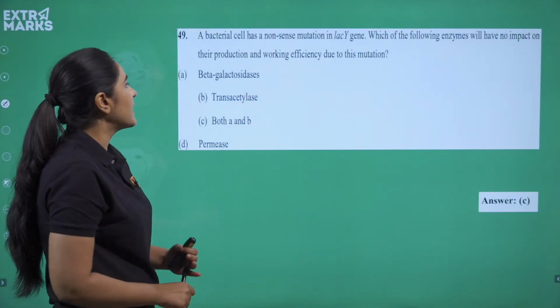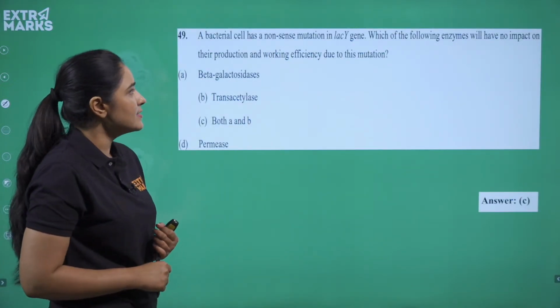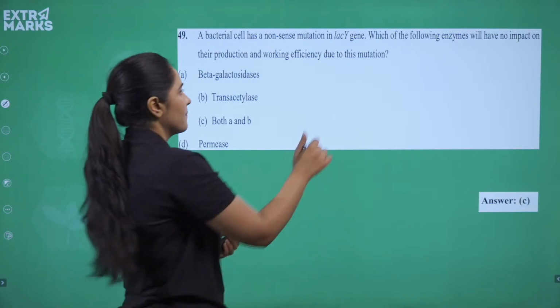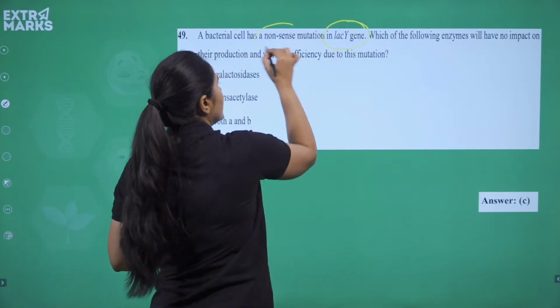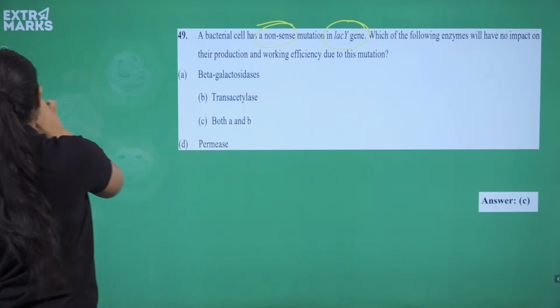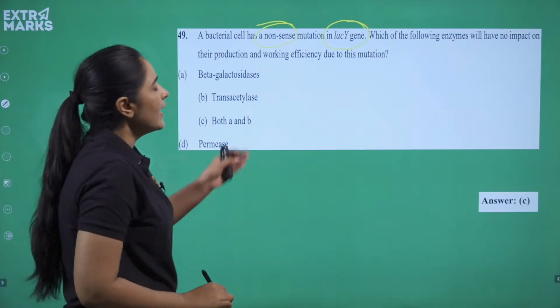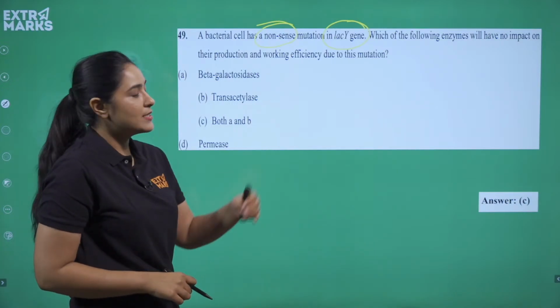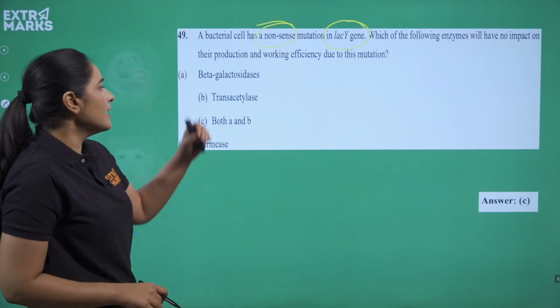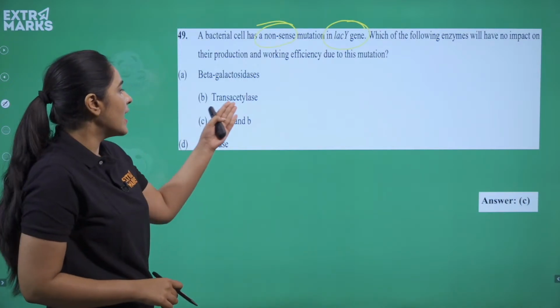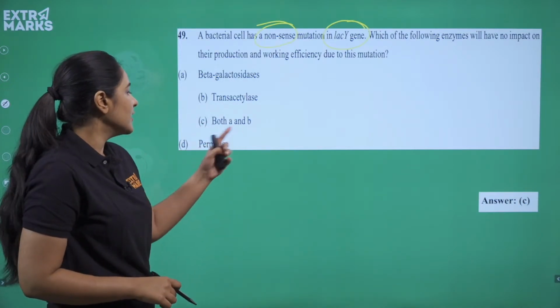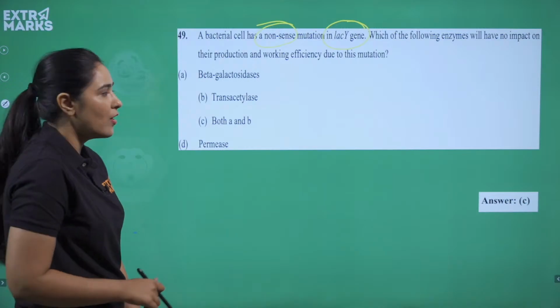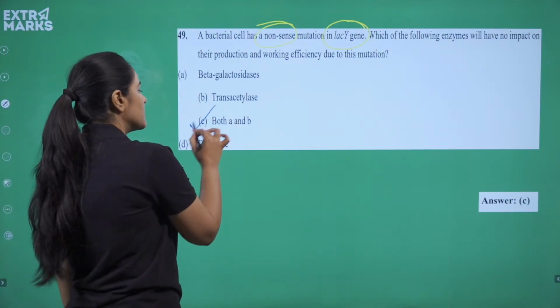Another question, a bacterial cell has a nonsense mutation in lacY. Which of the following enzymes will have no impact on their production and working efficiency due to this mutation? Beta-galactosidase, trans-acetylase, both A and B, and permease. So obviously here C option is correct.